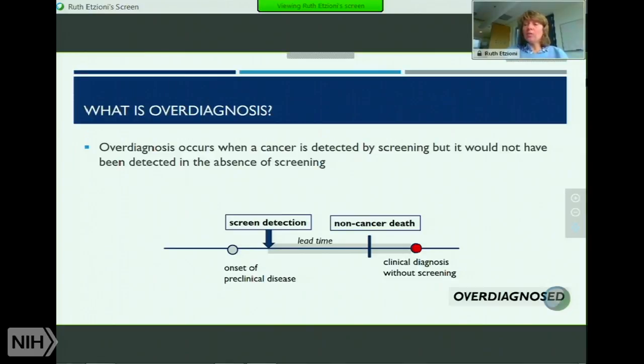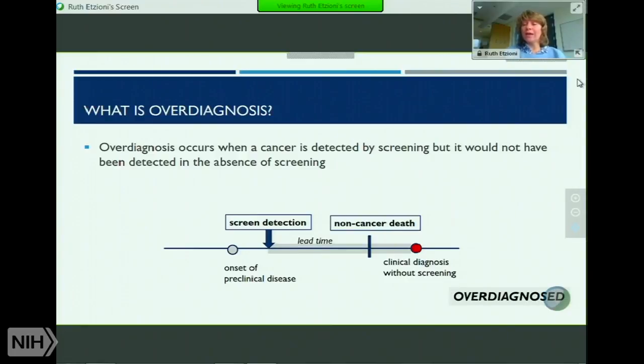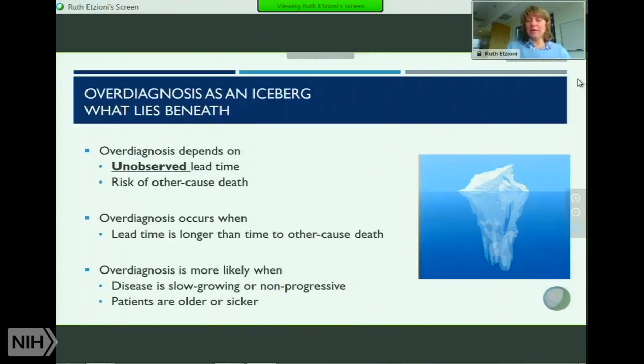And I'm just going to toggle back to the previous slide so you can see what I had to do to change the timeline, to change from non-overdiagnosed to overdiagnosed. You can see that I brought in the non-cancer death and I extended the lead time. So we can learn some key principles about overdiagnosis from these figures.